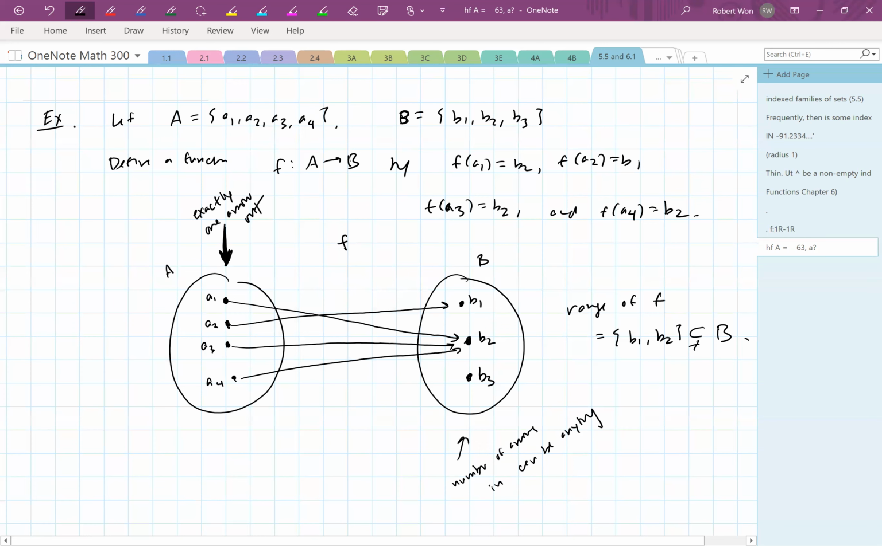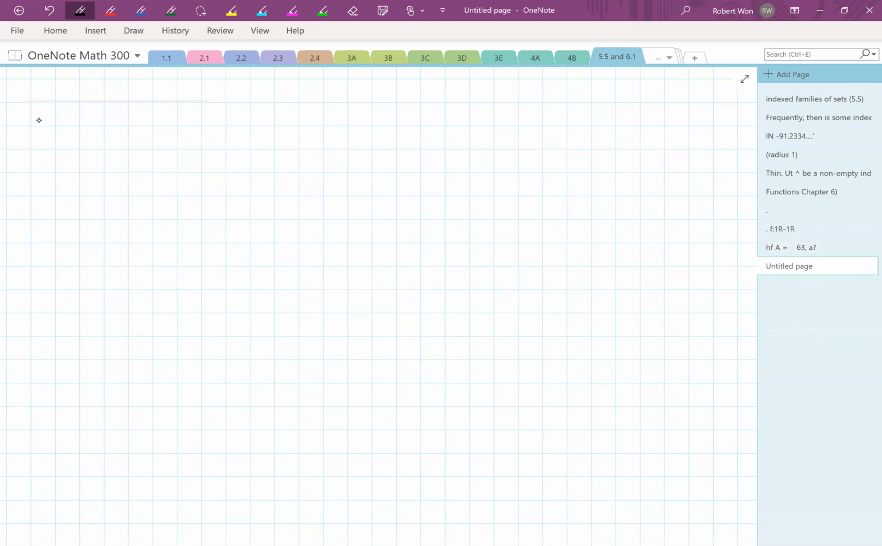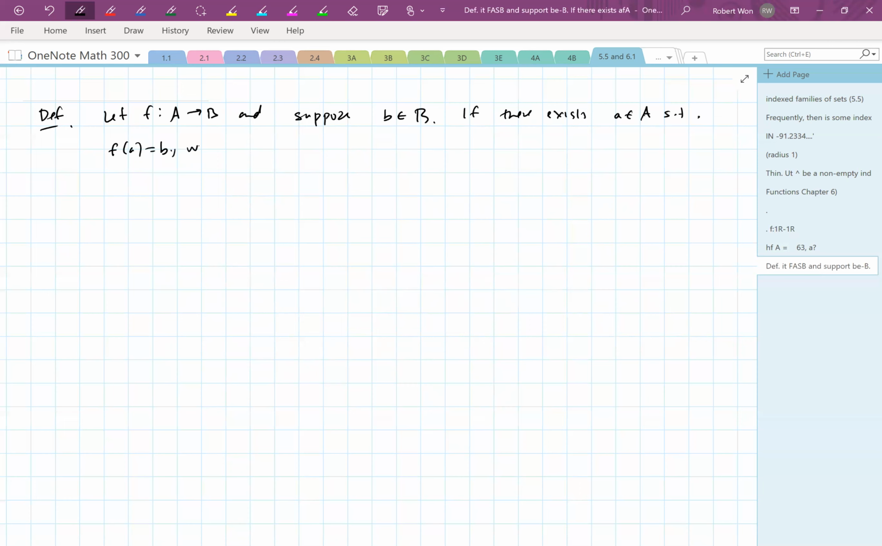Okay, and in my last 2 minutes, let me just make one last definition. Let f from A to B be a function, and suppose that little b is an element of the codomain. Now, if there exists some a in A such that f of a equals b, in other words, if the function actually maps something to b, we call a a pre-image of b. So a pre-image is something that maps over to it.